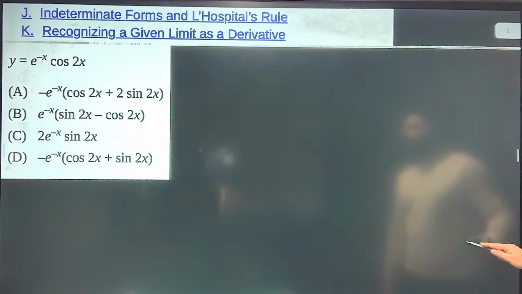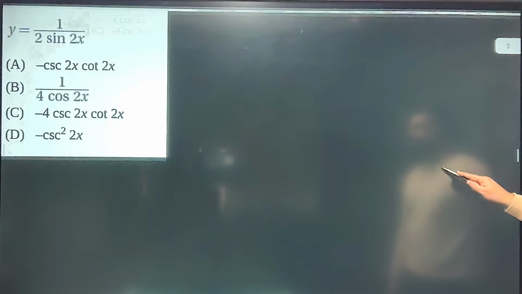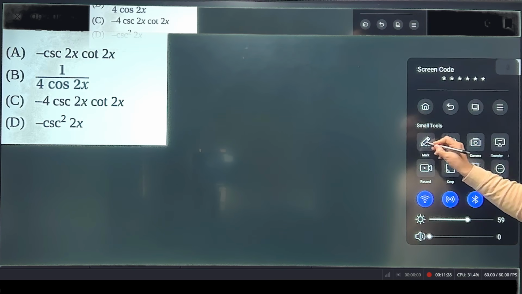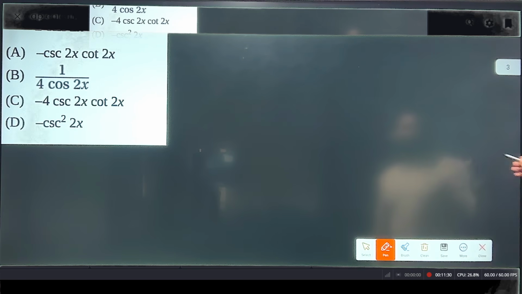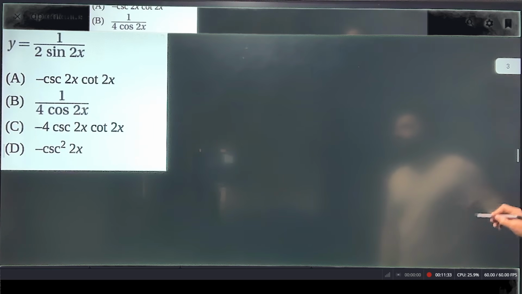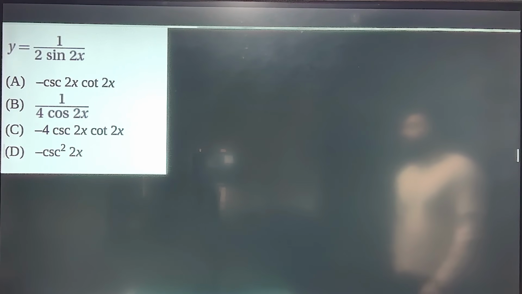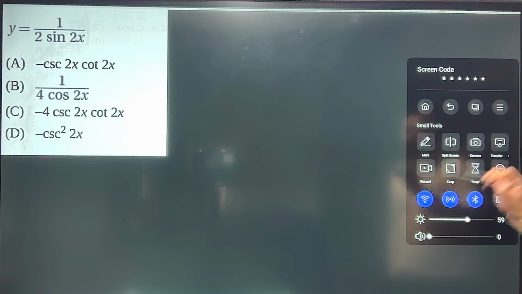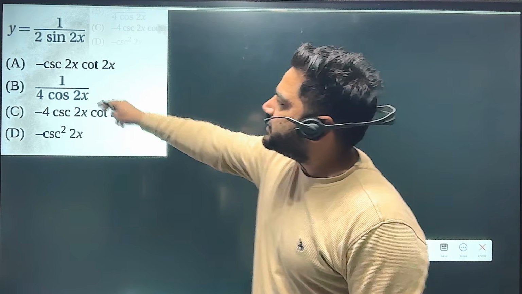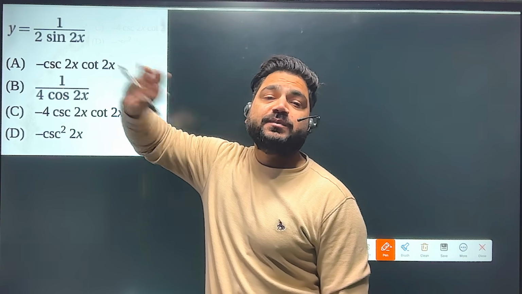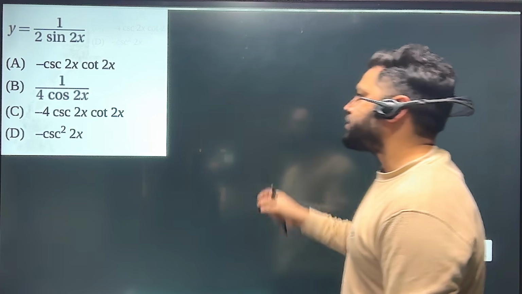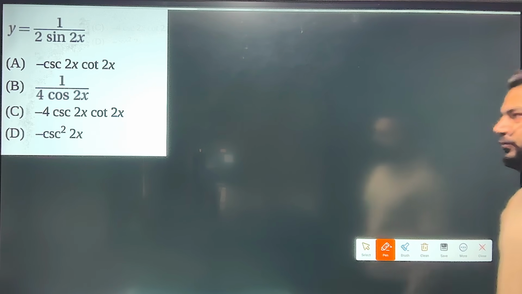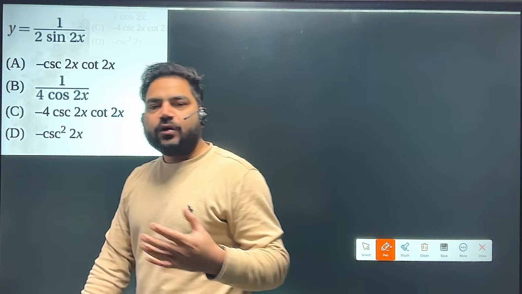This is our first question that we have done by using the chain rule. Second question, we have to do its differentiation. How to do the differentiation of this question? The question is y is equal to 1 upon sine 2x. In the options you can also see it is written like in the first option CSC. CSC means cosec. So how to do its differentiation? 1 upon 2 sine 2x. You can also go through the formulas that I have written just now.